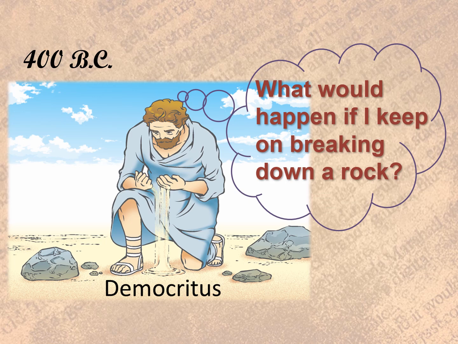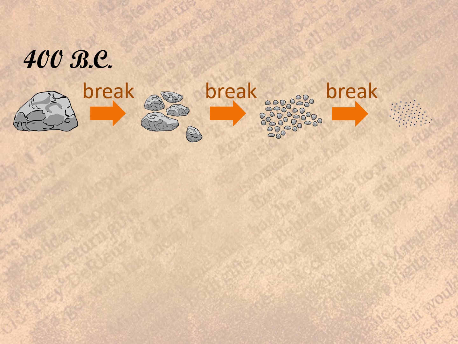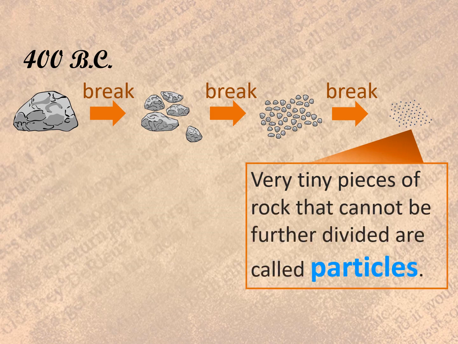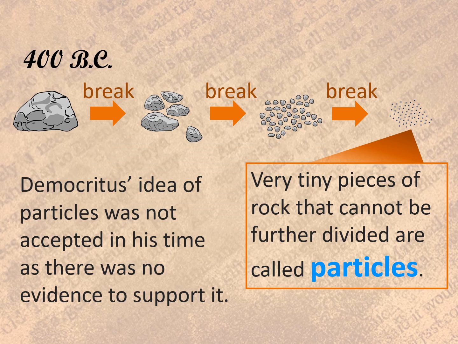An ancient scientist, Democritus, thought about what would happen if he kept on breaking down a rock. A big rock is broken into a small rock, and finally it turns into very tiny pieces of rock that cannot be further divided, called particles. Democritus thought particles are the building blocks of matter. Democritus' idea of particles was not accepted in his time, as there was no evidence to support it. Evidence, 證據.